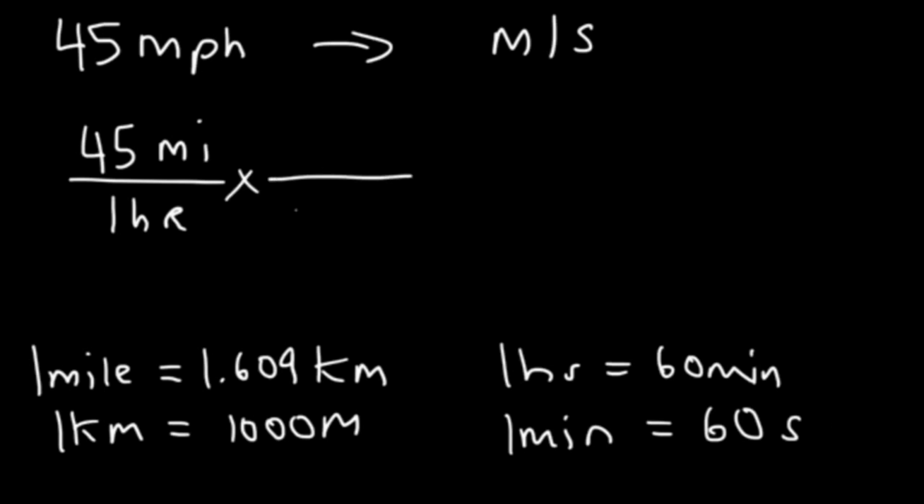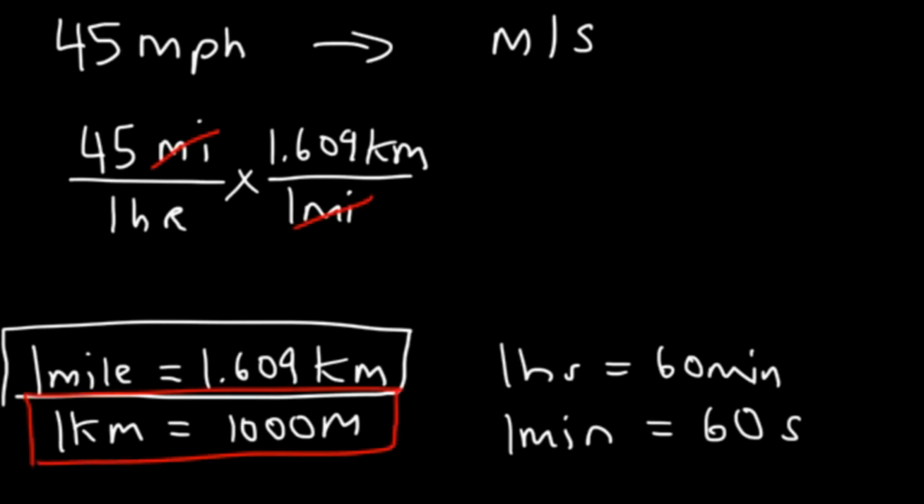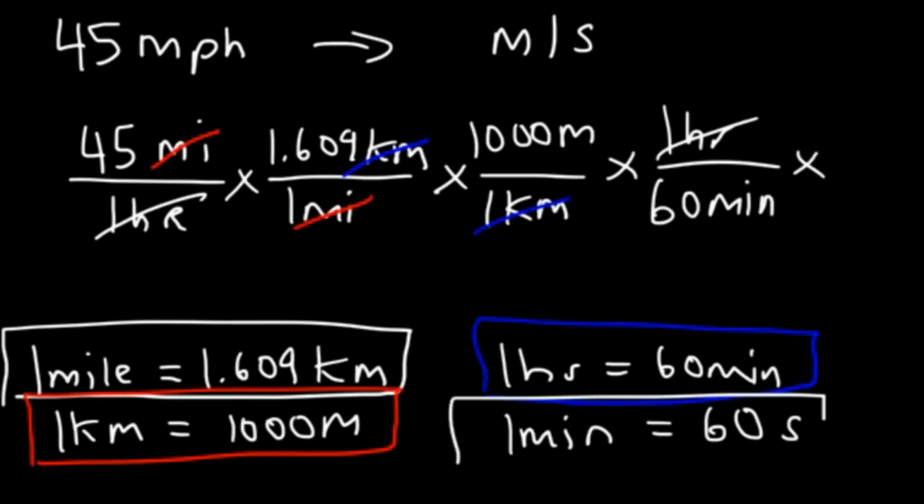So let's convert miles to meters. So 1 mile is 1.609 kilometers using this conversion factor. So let's cancel the unit miles, and now let's use this one. So 1 kilometer is equal to 1,000 meters. Now we can cancel the unit kilometers, and let's convert hours into minutes using this. So we have hours on the bottom, which means we got to put hours on top. So 1 hour is equal to 60 minutes. And now the unit hours cancel. And now we can use this. In 1 minute, there are 60 seconds.